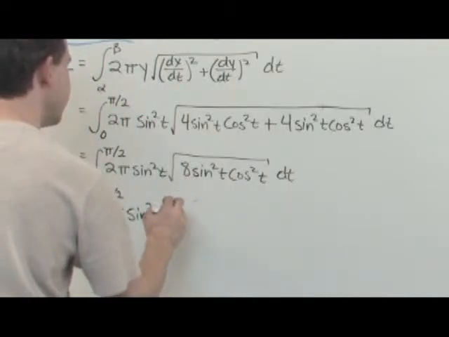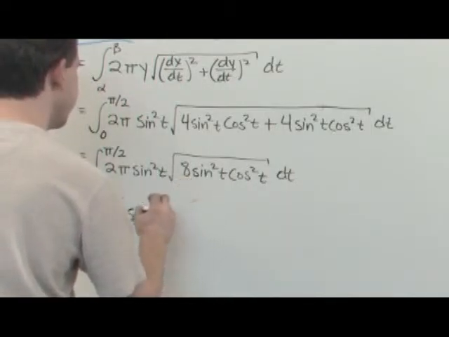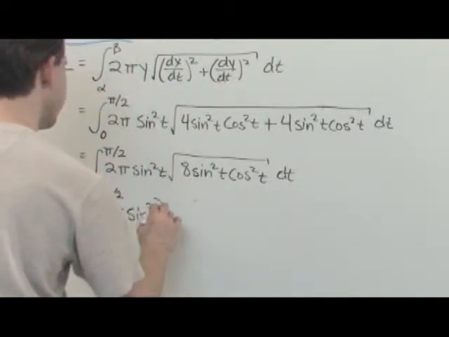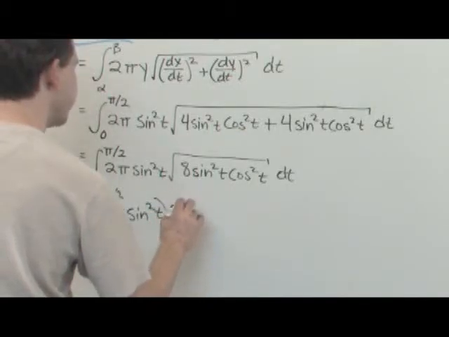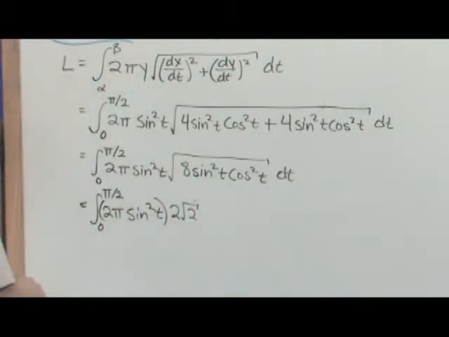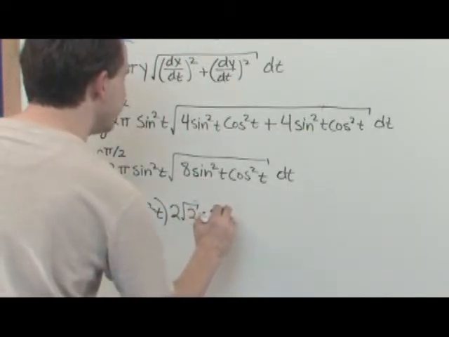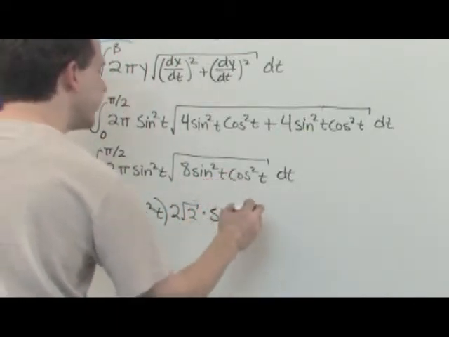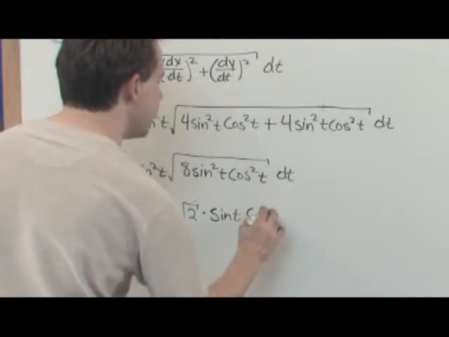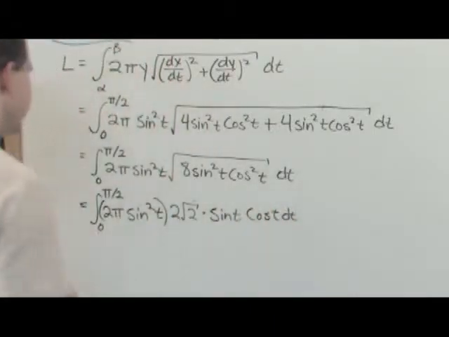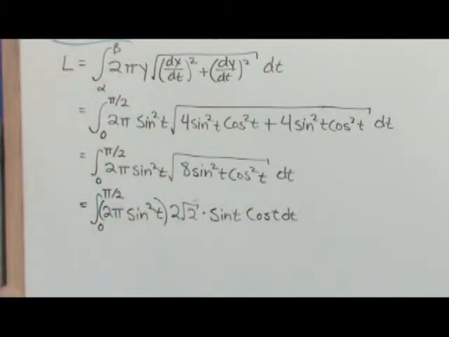This is going to be square root of 8, let me go ahead and put some parentheses around this. It's going to be 2 times the square root of 2. That's what we just found out. Square root of 8 is 2 times square root of 2, times square root of sine squared, which is sine of t, and the square root of cosine squared is cosine of t, dt. Okay, so I still have to integrate it, but I got rid of the radical.